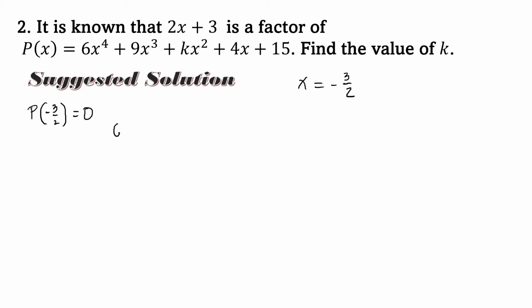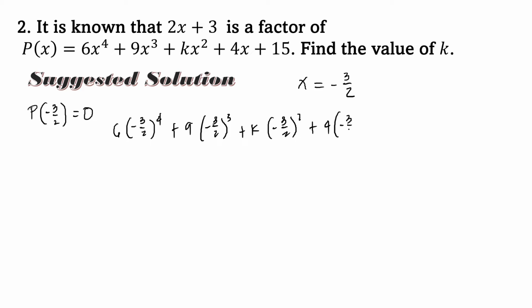Magkakaroon tayo ng 6 times negative 3 halves to the 4th power plus 9 times negative 3 halves cubed plus k times negative 3 halves squared plus 4 times negative 3 halves plus 15 at ito ay equal sa 0. Negative 3 halves raised to the 4th power is 81 over 16. Meron tayong 6 times 81 over 16.